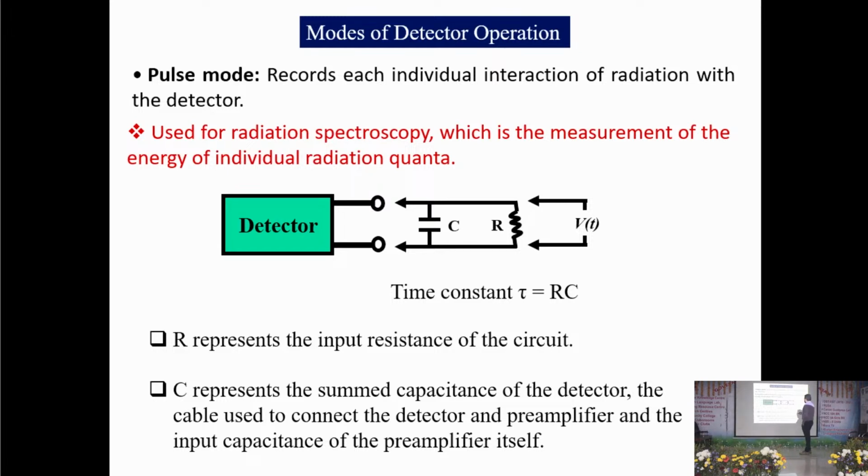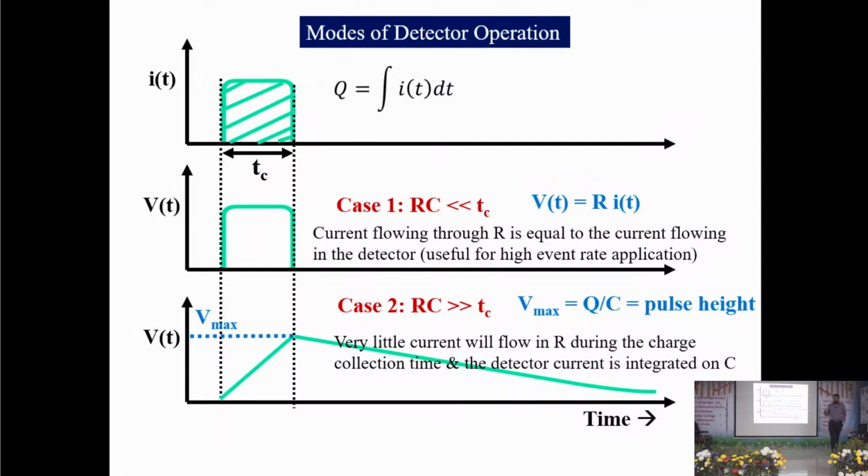Here you can see this is slightly different, where the detector, preamplifier and the cable have some capacitance, and there is some load resistance in that system. This combined RC is called the time constant of the detector. In this situation, as you can see, for example, this is your current pulse, and there could be two different cases.